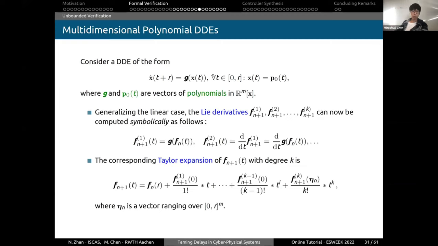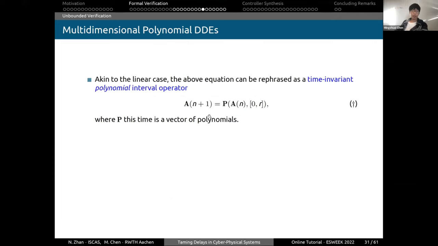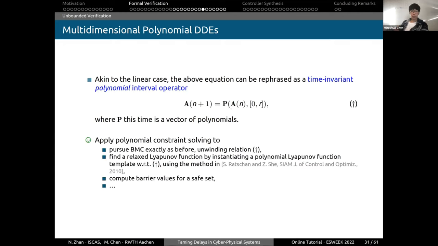And then you can follow similar steps by computing the derivatives, do the coefficient matching. And then in this case, you will arrive at a no longer linear, but a polynomial time invariant system. Here P is a polynomial. And there are established results to analyze the stability behavior of the system using Lyapunov functions. And then you can basically follow the similar steps as for the simple case.